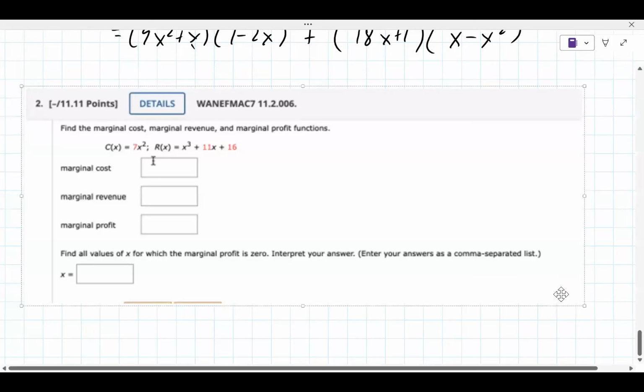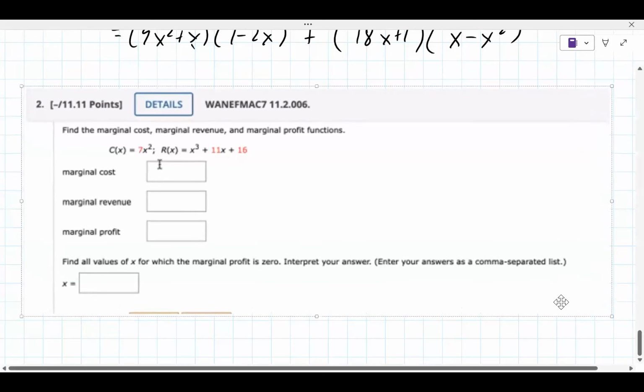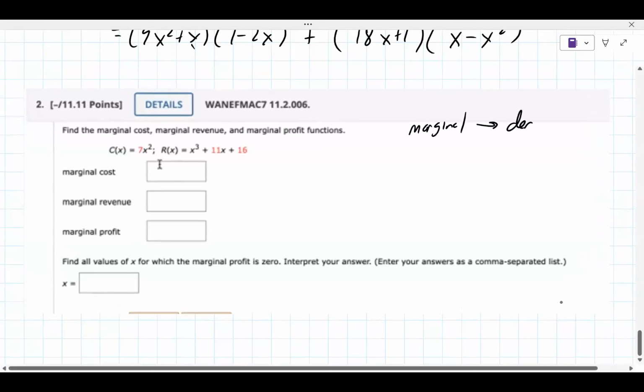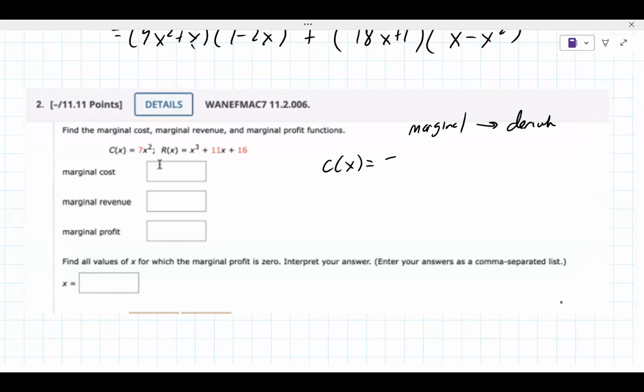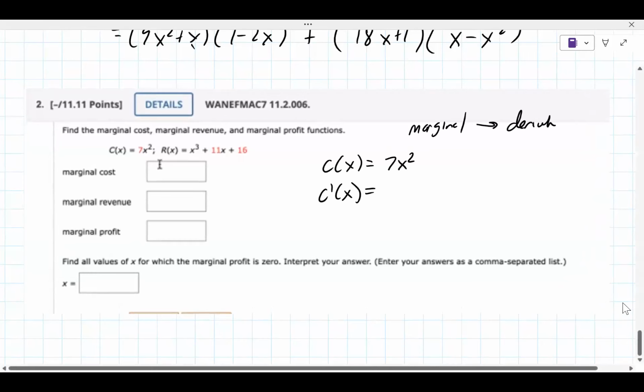Find the marginal cost, marginal revenue, marginal profit. So the word marginal means derivative. So you're just going to take a derivative of the cost function. For C of x, which is 7x squared, you have to be able to take a derivative of this. This is one we've already done. Why don't you tell me what the derivative of this is? Okay, so we'll bring the 2 to the front. So 2 times 7 is 14x. Okay, 14x. There you go.